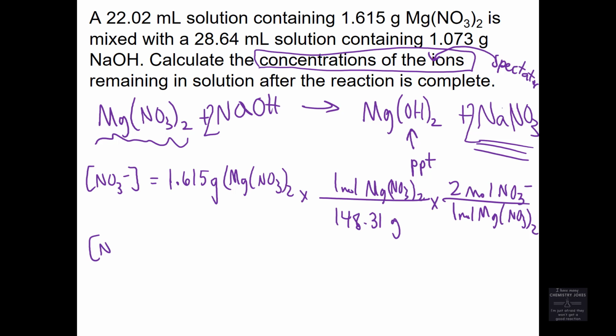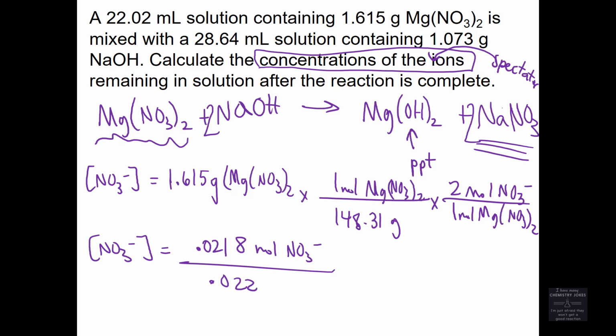I got 0.0218 moles of nitrate divided out over 0.02202 liters. 0.2202. That's 0.99, probably could round it, molar nitrate. That's just nitrate. I do the exact same thing, exact same but different thing, to calculate the concentration of sodium.